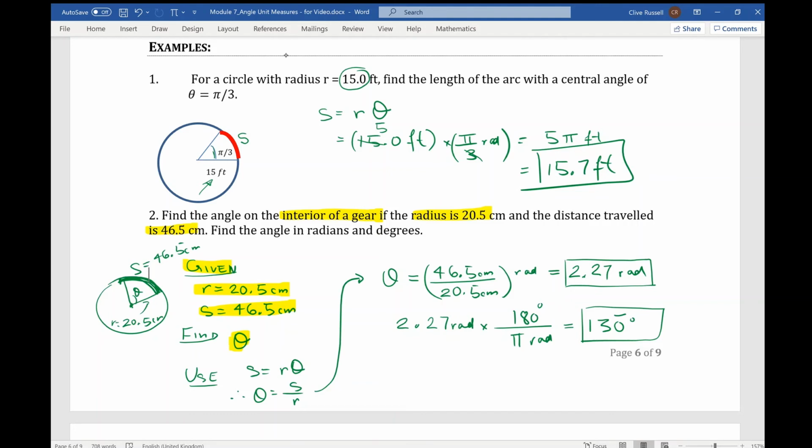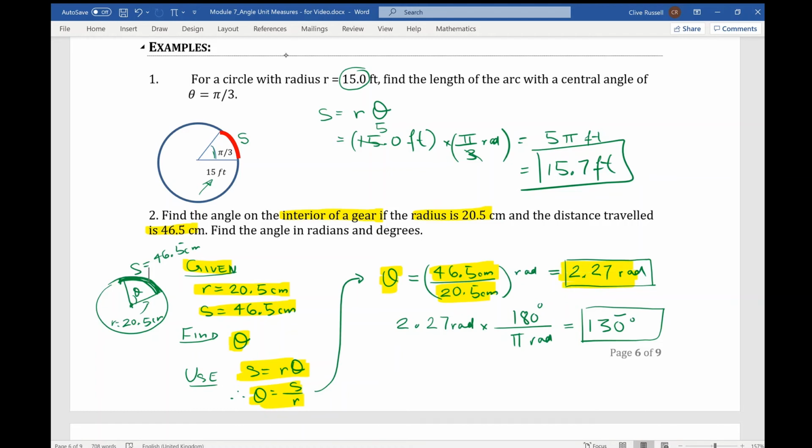Now the formula you know is S equals R theta. S is your arc length, R is your radius, and theta is your angle in radians. But you want to isolate for theta. Well, you divide both sides by R, and you get theta is S over R. You simply plug your S value and your R value in to find theta, and you get 2.27 radians.